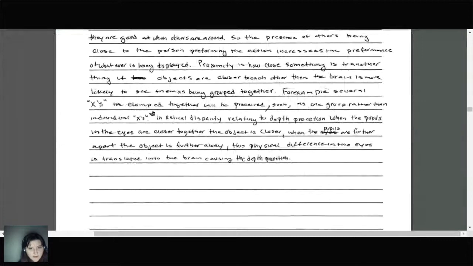When the pupils in the eye are closer together, the object is closer. When the pupils are further apart, the object is further away. Physical difference in the eyes is translated into the brain, causing the depth perception.